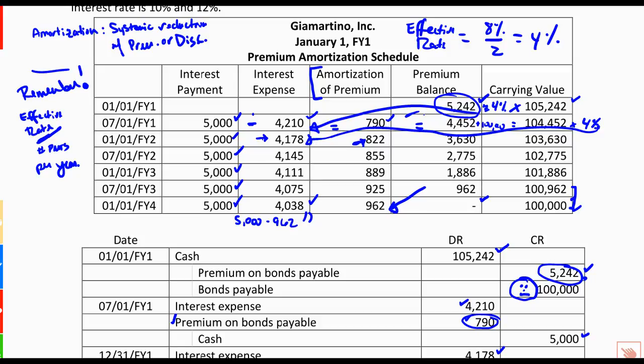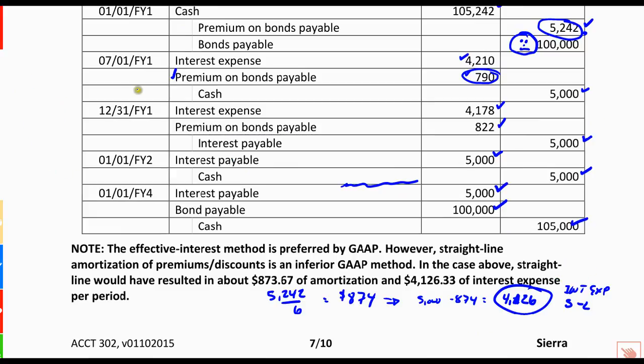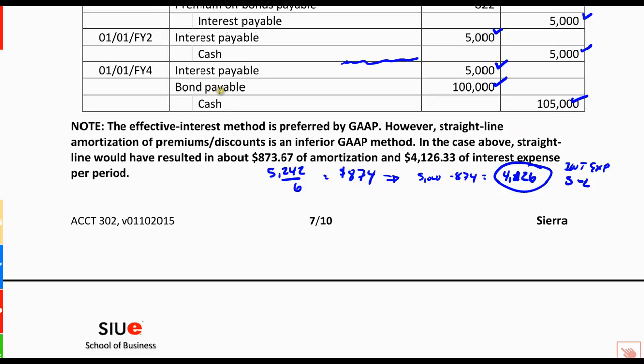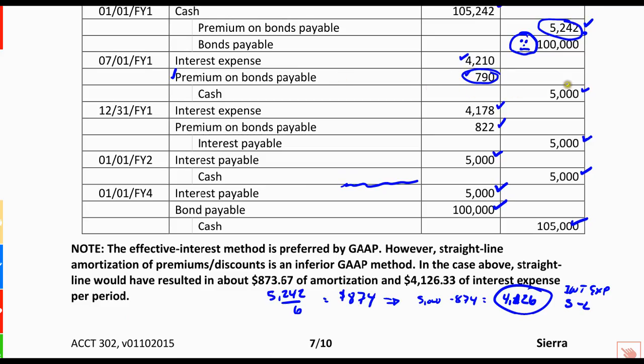So the other thing you should notice is that in the premium case, interest expense is always less than interest payment. We got paid more than the face value. We're going to take part of that to reduce interest expense every period. Okay, so next we're going to get into, looks like, bond issue costs.